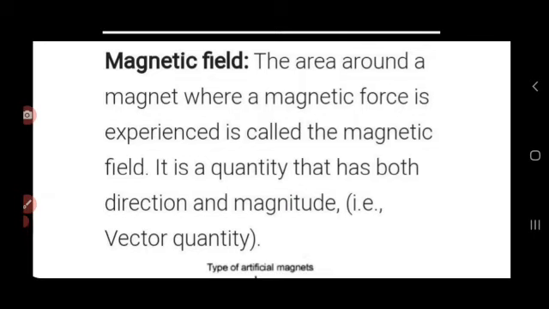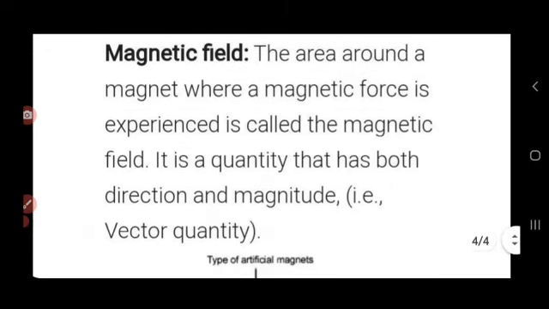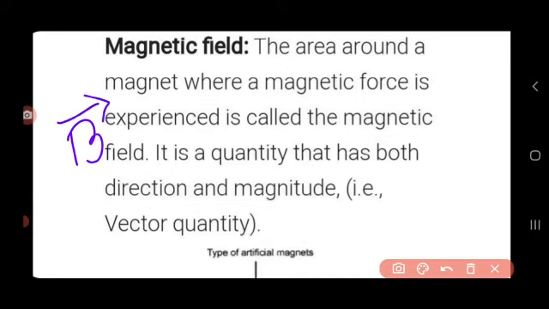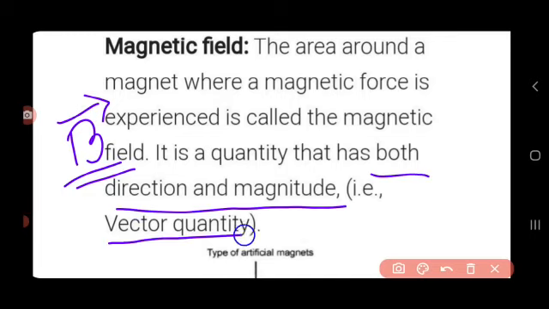Now, SI unit of magnetic field is Tesla. You have to remember the name of the SI unit of magnetic field. It is Tesla. So this is all about the magnetic field. Today is this much. In the next class we will deal with the magnetic lines of force and all. Till then, thank you.